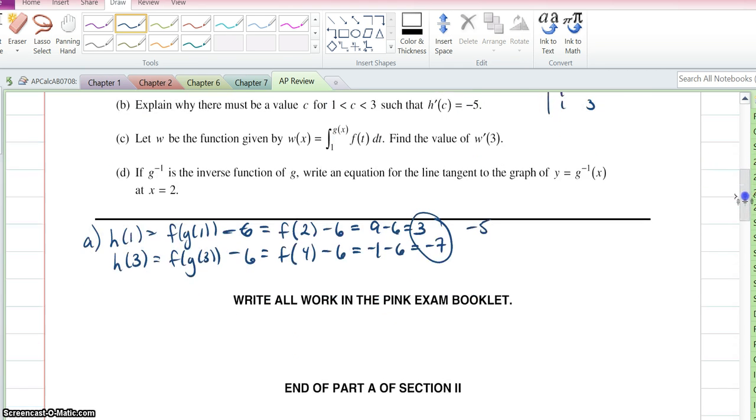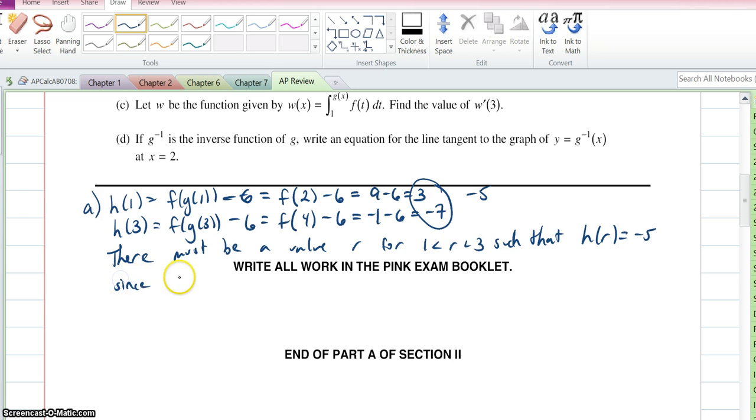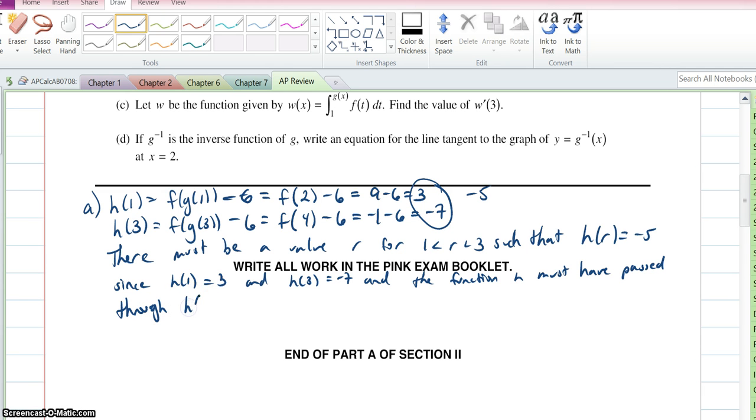So we would just say, as our justification part of this, that there must be a value r where r is between 1 and 3, such that h of r is equal to negative 5, since h of 1 is equal to 3, and h of 3 is equal to negative 7, and the function h must have passed through h of r equals negative 5, since h is continuous.